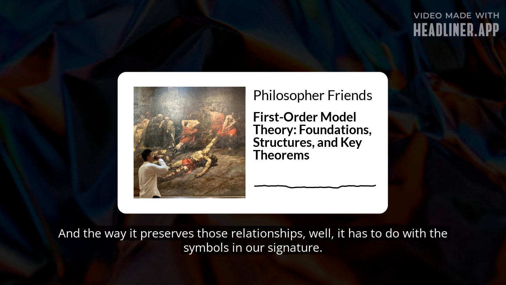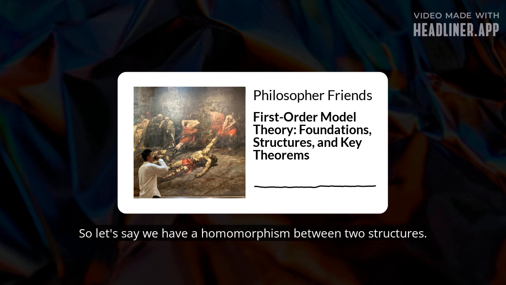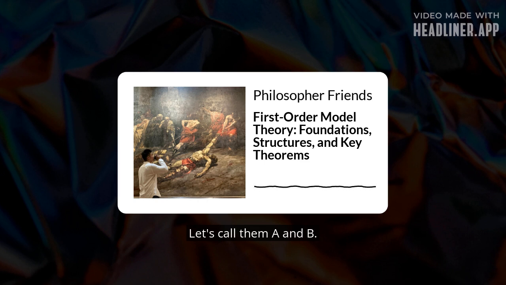Exactly. And the way it preserves those relationships has to do with the symbols in our signature. So let's say we have a homomorphism between two structures. Let's call them A and B.